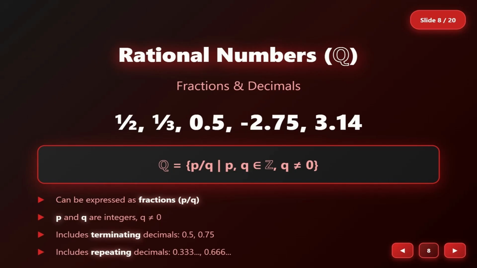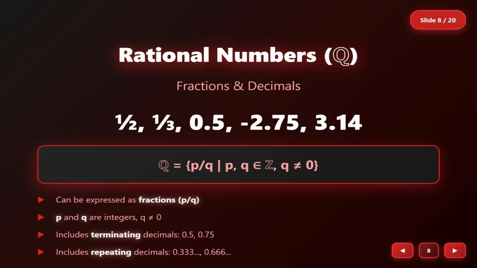Wow, what does that mean? Let me break it down for you. A rational number is any number that can be written as a fraction. That's P divided by Q, where P and Q are both integers and Q cannot be 0 because you can't divide by 0. That's a big no in math.